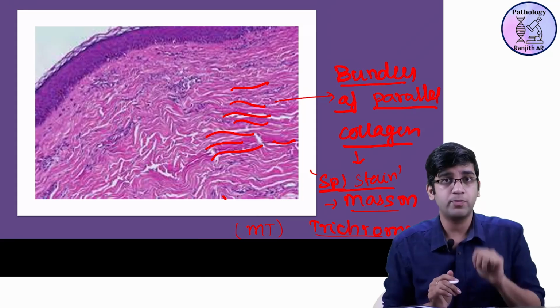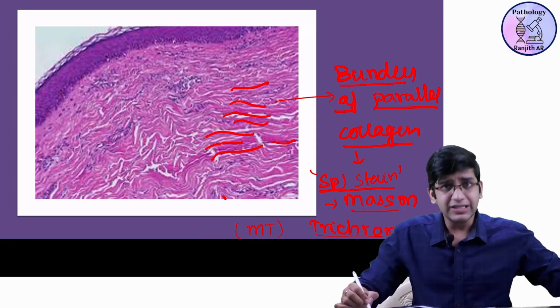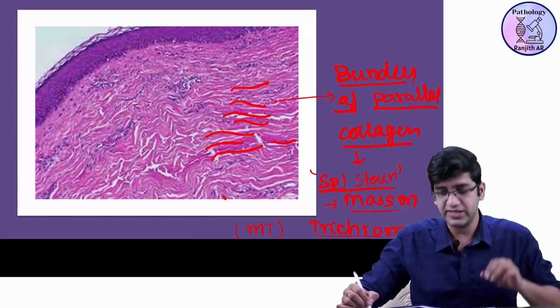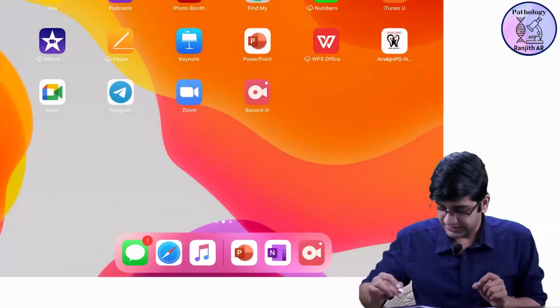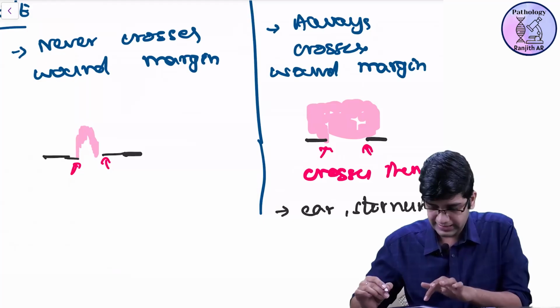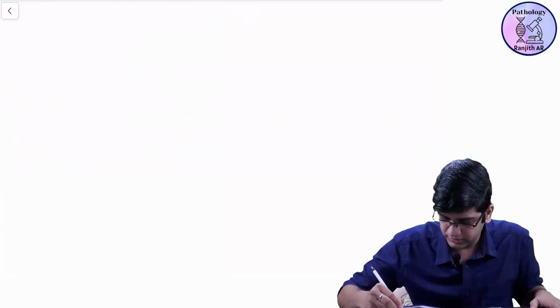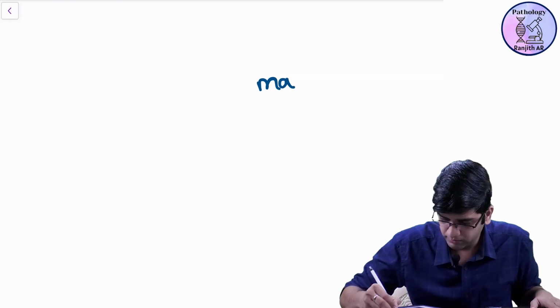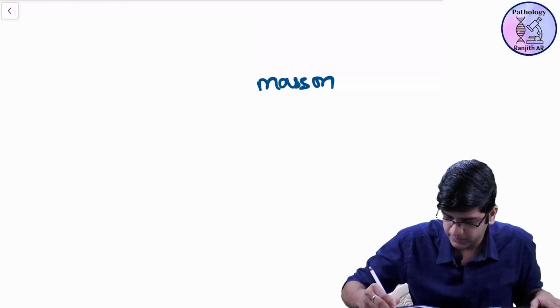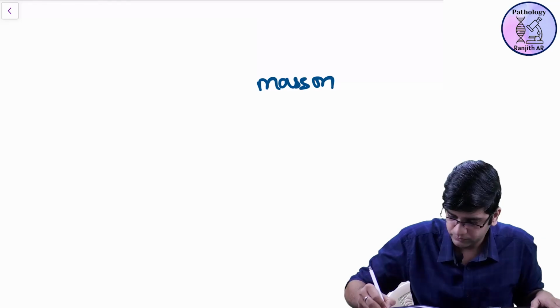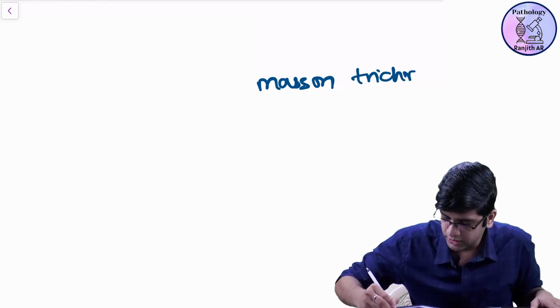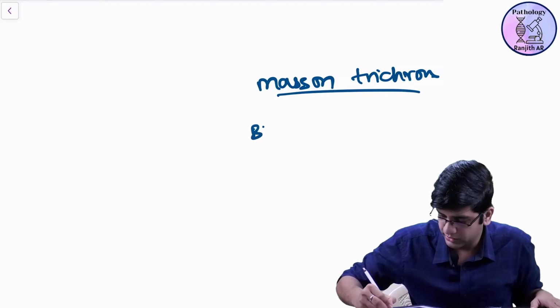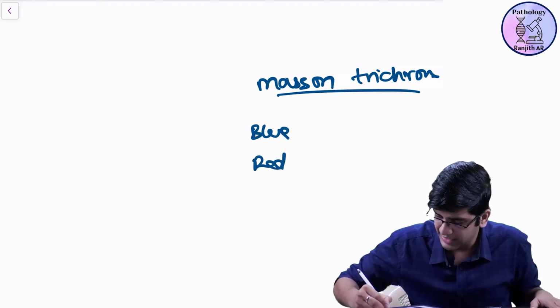It's called trichrome because it has 3 colors. I'll write that in the whiteboard. Fine? We have 3 colors. The stain for collagen is trichrome. I'll come to this table again. Maybe put a tiny box down and write this. We have Mason's trichrome. There's 3 colors: blue, red, and black.